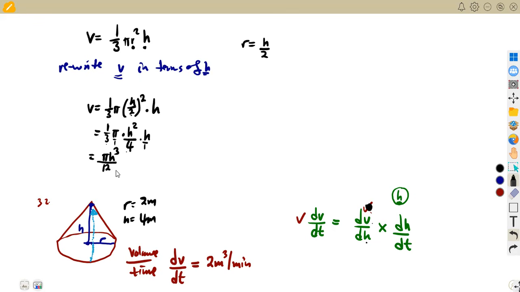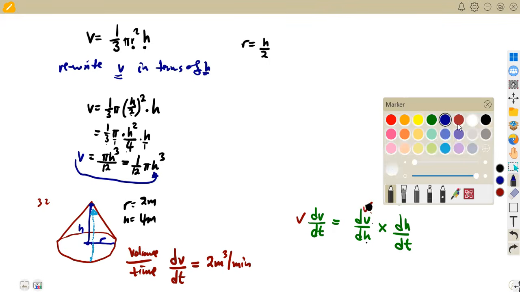So we've got pi h cubed over 12, which you can write even as 1 over 12 pi h cubed like this. It's one and the same. So what we just want here is to have an expression for volume in terms of the height, because we must have dV/dh. And for us to have dV/dh, we are supposed to have this volume in terms of the height only.